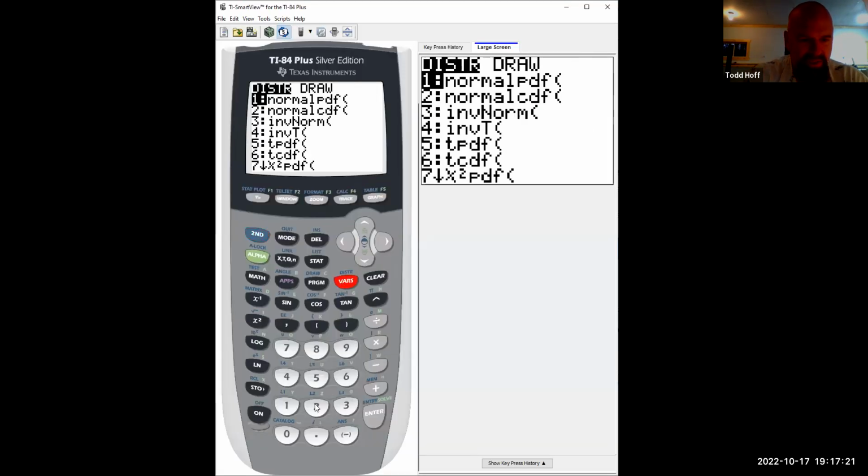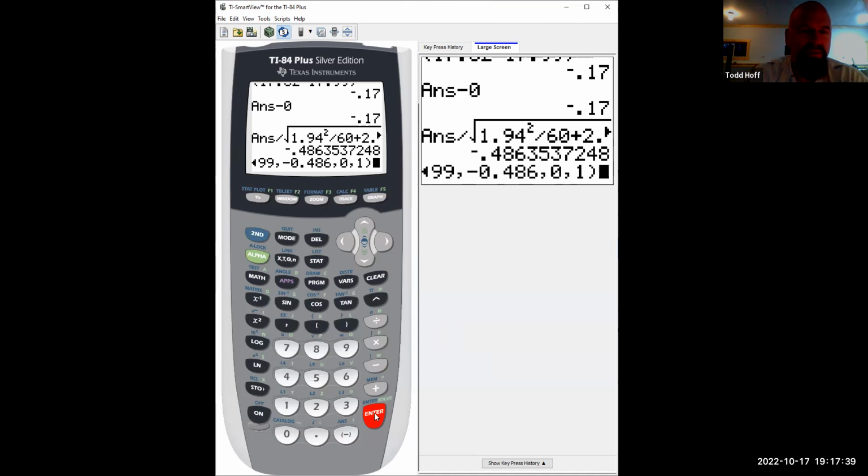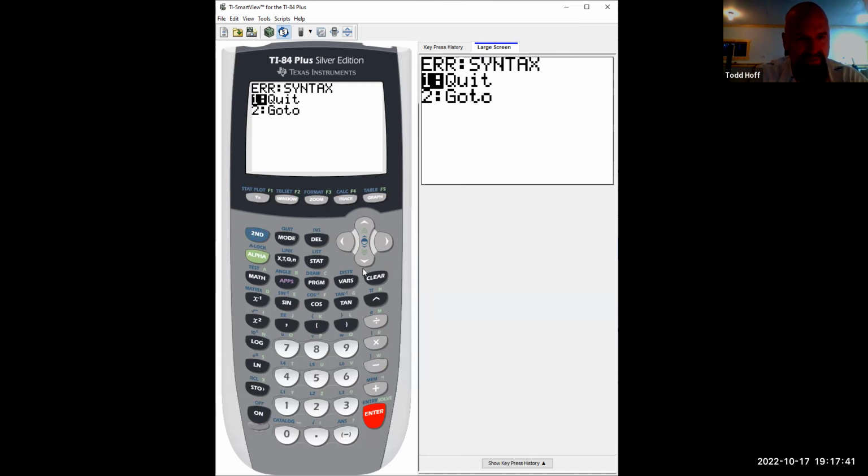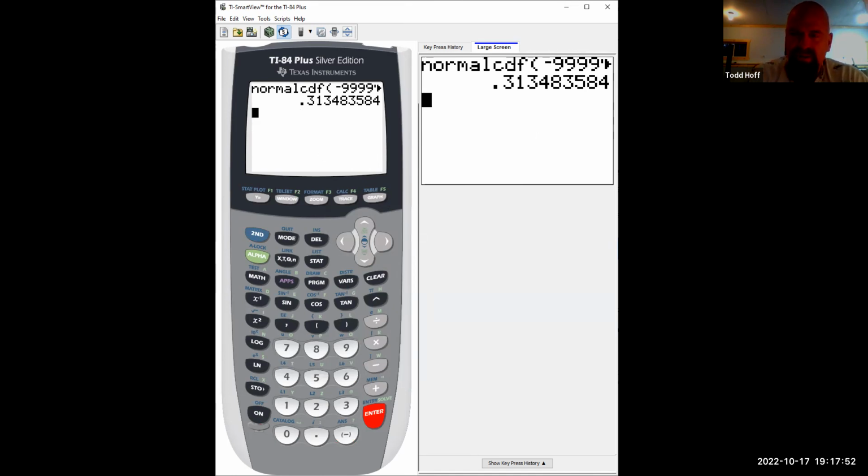Second distribution, normal CDF. So less than will be from negative infinity to a negative 0.486. Mean of 0, standard deviation of 1. Giving us, oops, what do I have wrong in there? That should be a subtraction sign instead of a negative. That'll always cause an error. I get a 0.3135.